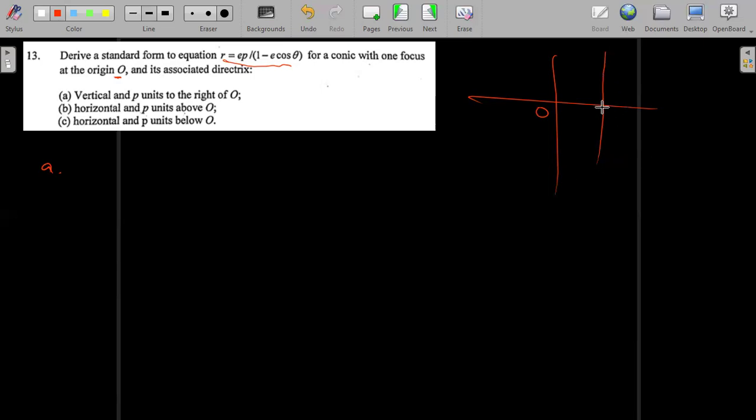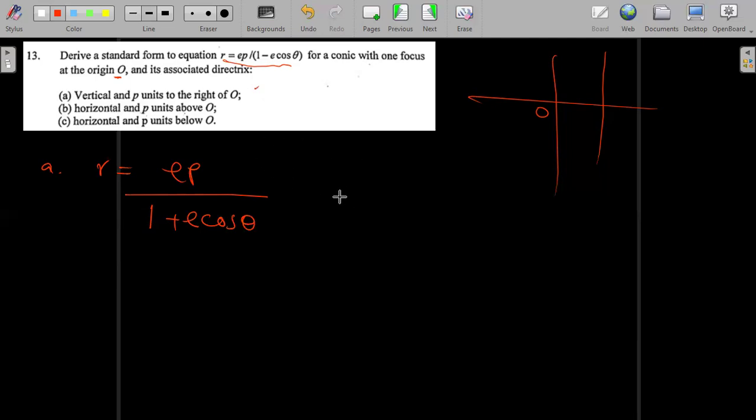Now if it's going to cut like that, I know from what I've written that this is just going to be r equals ep over 1 plus e cos theta. You have plus because it's to the right there. So that's going to be for the first one.